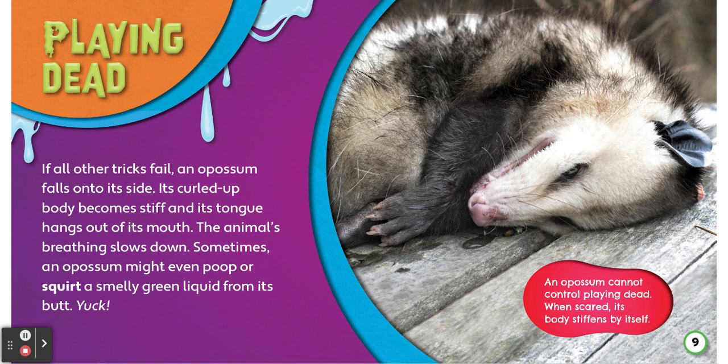Okay. Playing dead. If all other tricks fail, a possum falls onto its side. Its curled up body becomes stiff and its tongue hangs out of its mouth. The animal's breathing slows down. Sometimes a possum might even use a bathroom or squirt a smelly green liquid from its tush. Yuck. All right, what is that red circle and how does it help the reader?